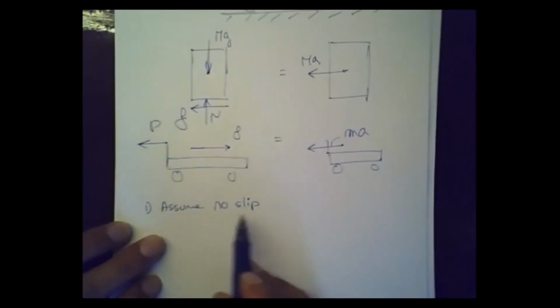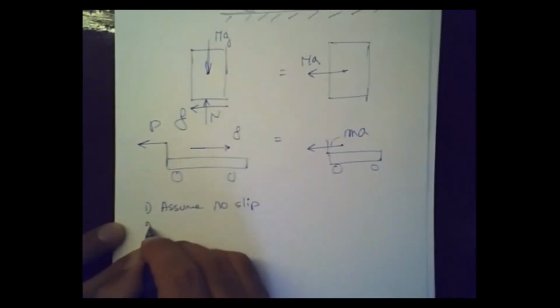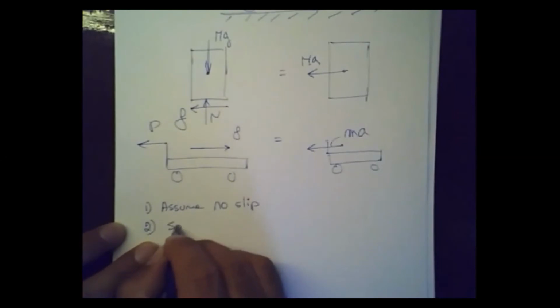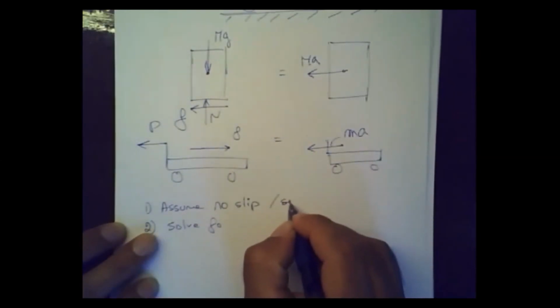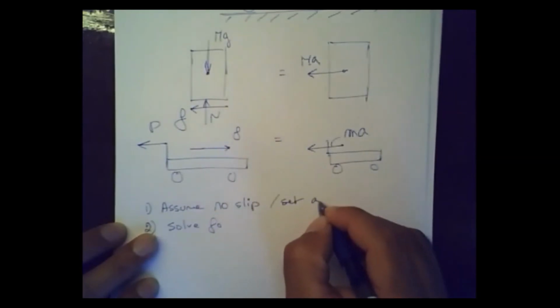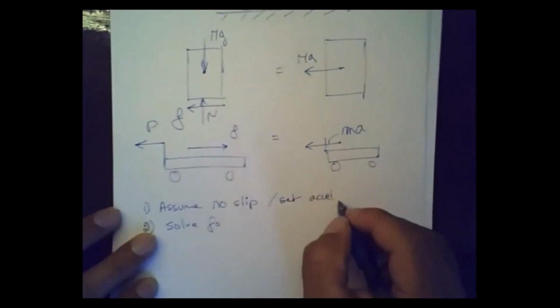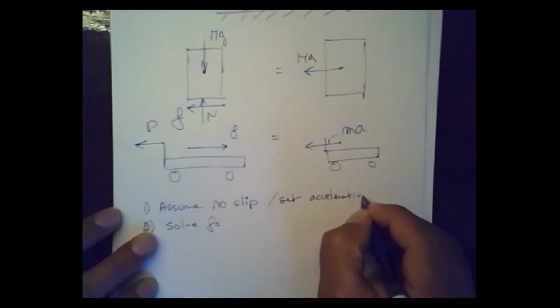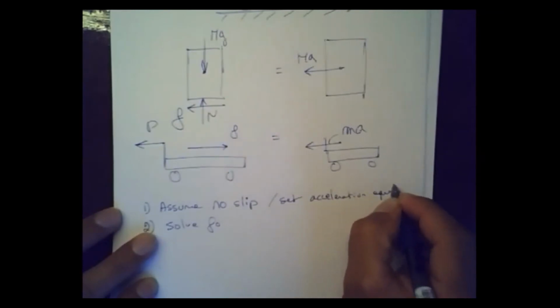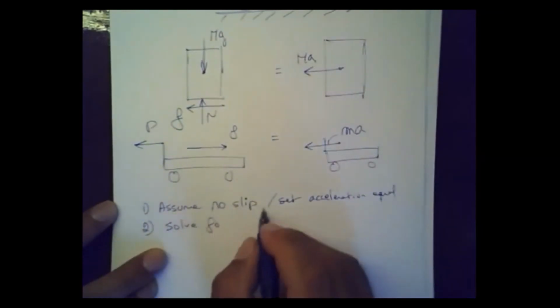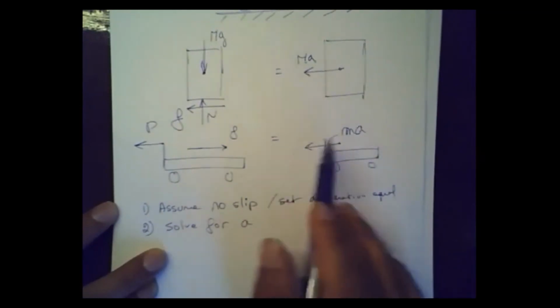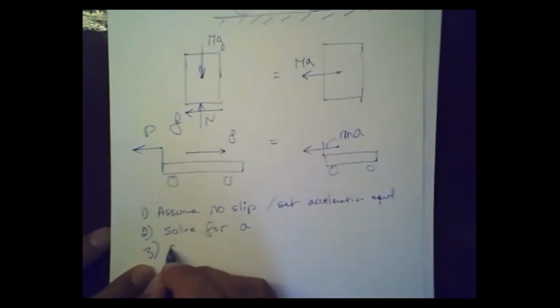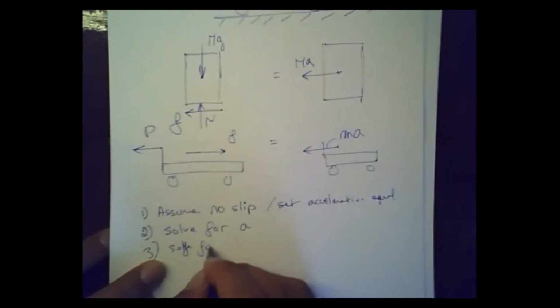So first of all, you assume no slip, right? After you assume no slip, you set accelerations to be equal on all rigid bodies, right? Accelerations are equal in case of a linear movement. So then you solve for A, if you set the accelerations to be equal. Then step 3, solve for F, solve for friction.